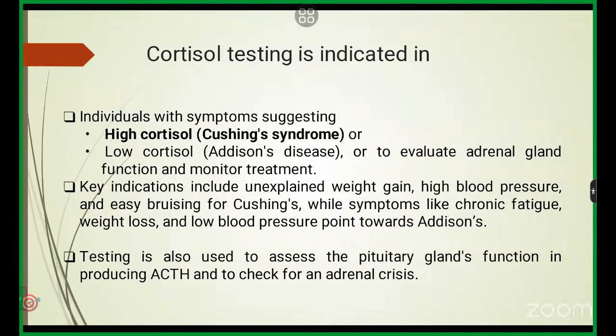Testing is also used to assess the pituitary gland function in producing ACTH, to check for adrenal crisis. So we check that axis: the adrenal gland, the pituitary, and also the hypothalamus. An error can be in one of those glands, so the origin of the problem can be assessed from the three organs, that's pituitary, hypothalamus, and the adrenal gland, to comprehensively make a diagnosis.